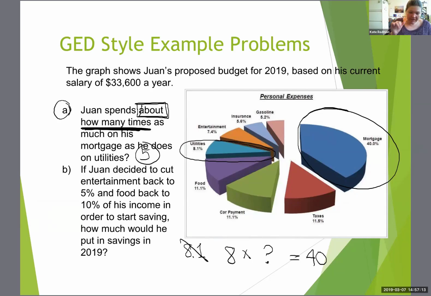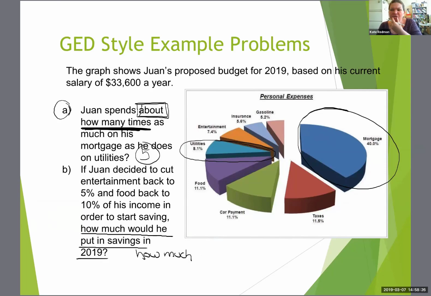You're brilliant. B says, if Juan decided to cut entertainment back to 5% and food back to 10% of his income in order to start saving, how much would he put in savings in 2019? Guys, this is the kind of junk I expect from the GED. There's a lot going on here. We need a plan. So first of all, where are we going? What are we looking for? What did they tell us to find? What's the thing we're looking for?